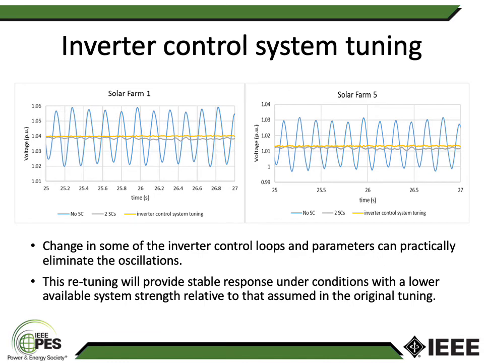And the third solution considered was the control system tuning of the inverters. As we can see from the graphs, with judicious control system tuning, the level of post-disturbance voltage oscillations reduces pretty much to the same level that we were able to achieve with two synchronous condensers, even though the synchronous characteristics or system strength in the power system is not enhanced. But what is happening here is that it would essentially make sure that the control system of inverters can still operate stably under this reduced system strength condition.